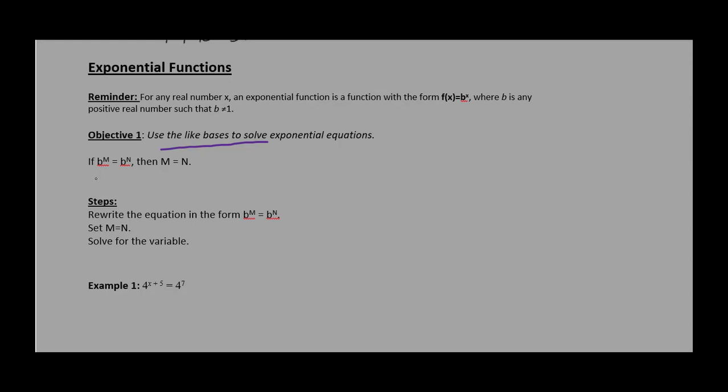The rule says if we have b to the m equals b to the n, then m must equal n, meaning our bases drop away and we're able to solve for the variable. First things first, we rewrite the equation in the form of b to the m equals b to the n. That means if our equation does not start with the same two bases, we must try to rewrite it. The second step is to set m equal to n. The third step is to solve for the variable.